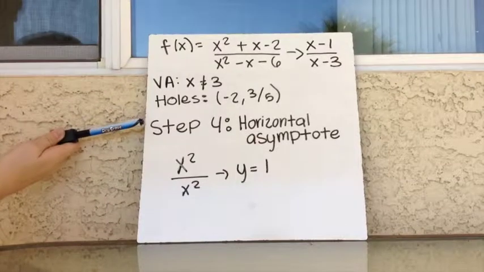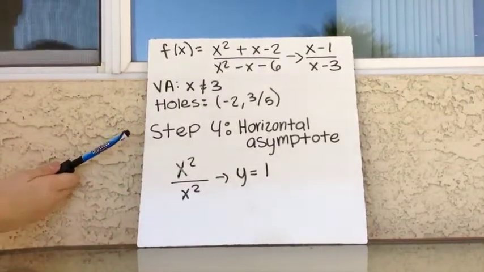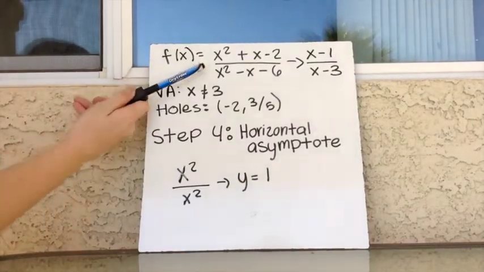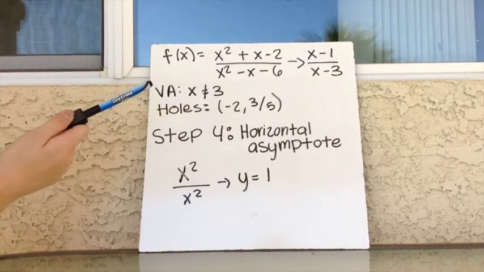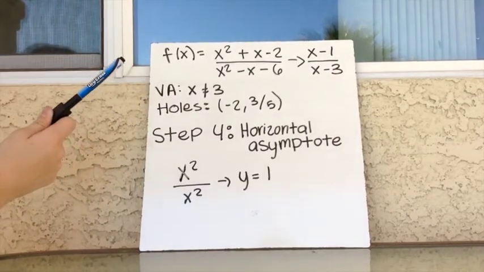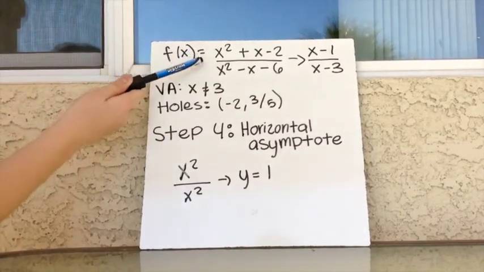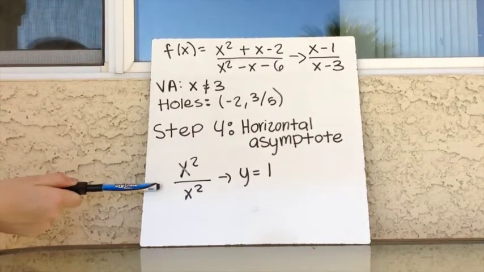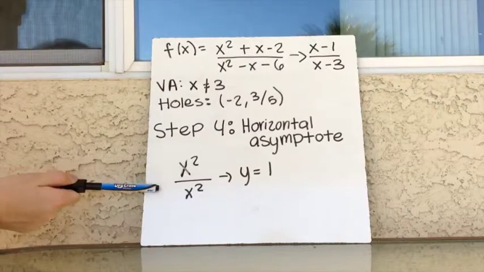So step 4 is to find the horizontal asymptote. And to do this, you first look at the degrees of the exponents in the numerator and denominator. And if they have the same highest exponent, then it's the ratio of the two coefficients. And here, since their highest exponent is x squared and x squared, it's just going to give you y equals 1 for your horizontal asymptote.